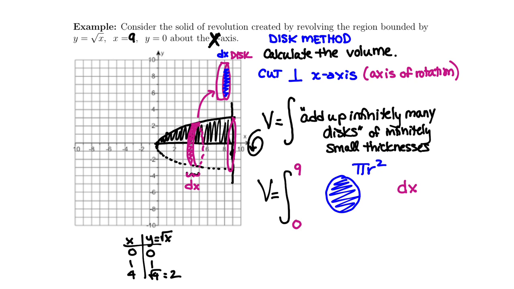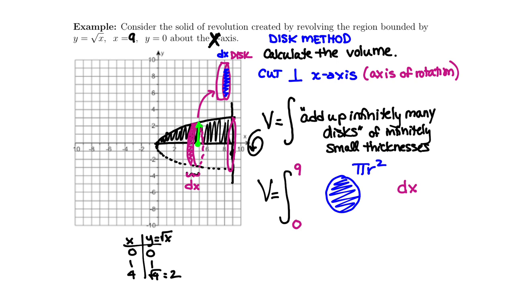And let's add then our r, radius. The radius for any specific disk always starts at your axis of rotation, right? Because you're rotating around the axis. The radius for that disk starts right here at this axis and goes up to the edge of my shape. Does that make sense? Does everything seem clear?